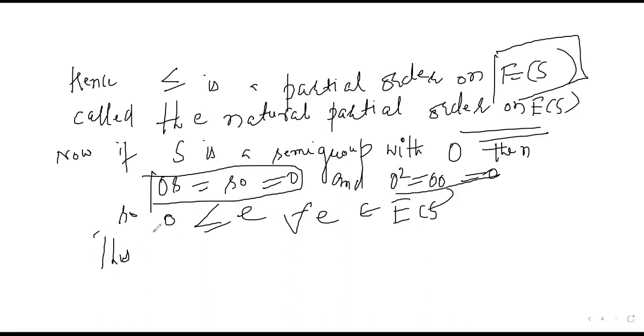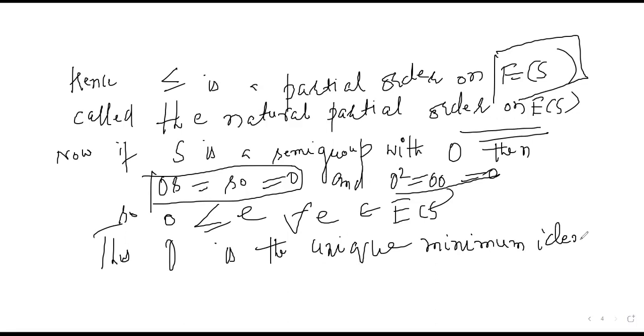So thus 0 is the unique minimum idempotent of S. So if S is a semigroup with 0, then with respect to this natural partial order, the 0 element of S is always an idempotent, and it is the unique minimum idempotent. Okay.